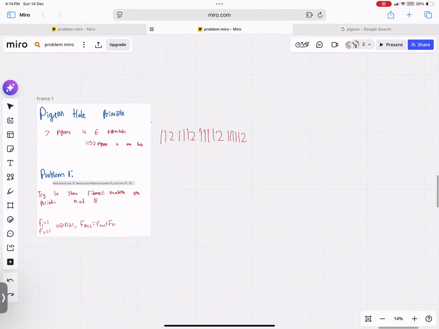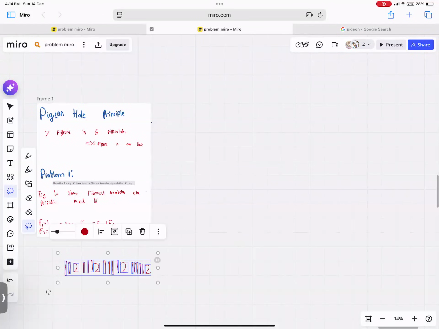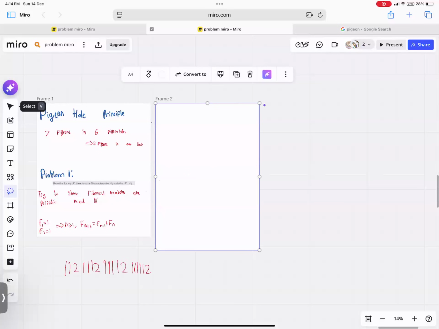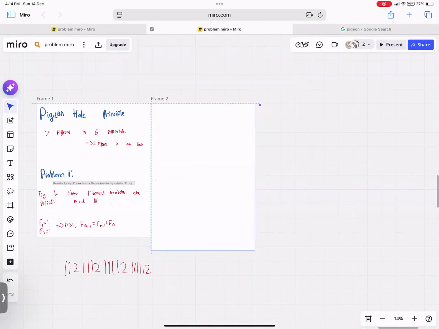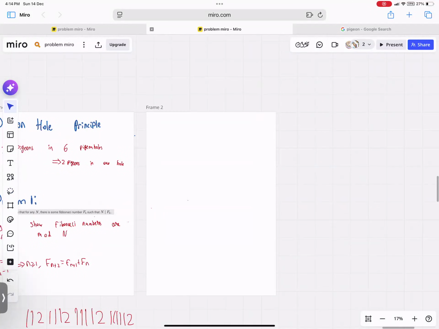Okay, I'll explain. So the idea is we want to show that Fibonacci numbers are defined on the previous two numbers. So it would be very nice if we have two pairs that are the same, so everything after is the same. So I'll formalize it a bit.